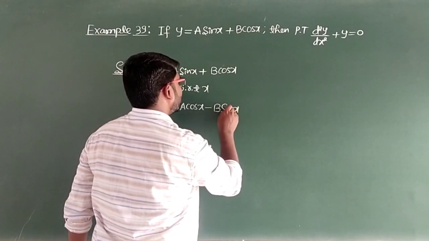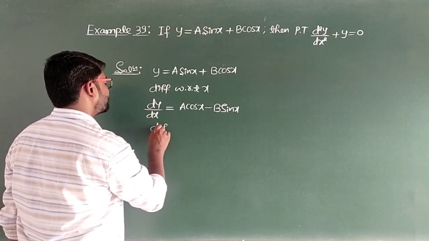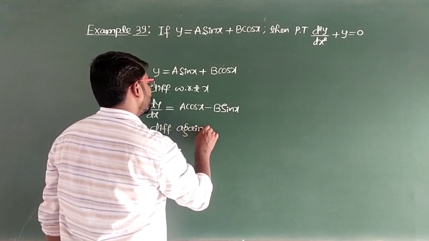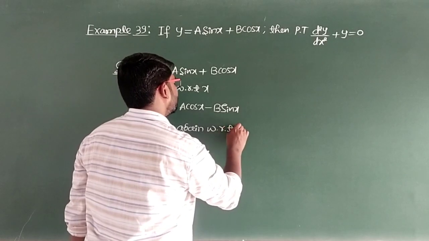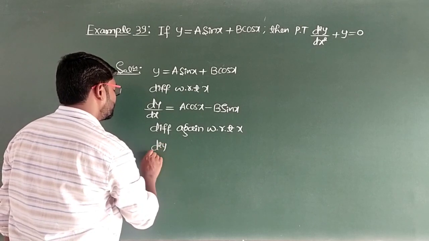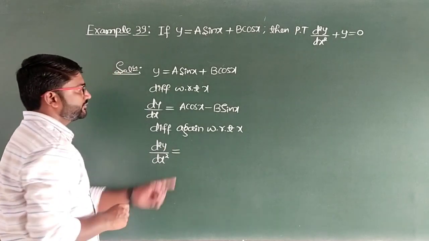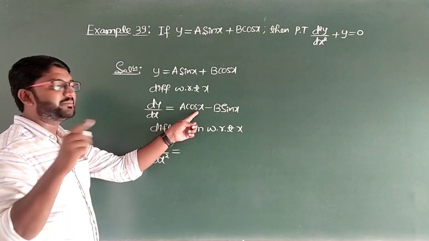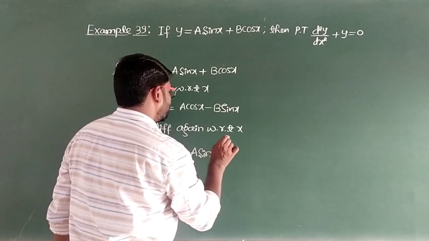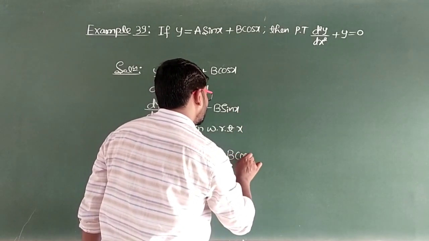So once again we will have to differentiate both the sides with respect to x. So differentiate again with respect to x. We get d square y by dx square, which is equals to, so a is a constant, derivative of cos x will be minus sin x. We get minus a sin x. Then minus b, write it as it is, the derivative of sin x will be cos x.